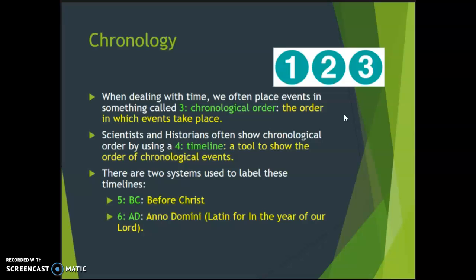But we use timelines to show these events. That timeline is the tool that we map all these out so that we can look at this timeline and see when events happened compared to other things that happened during that same time period. But when we look at things on a timeline, there are two big systems that we use. The first one is the AD and BC system.